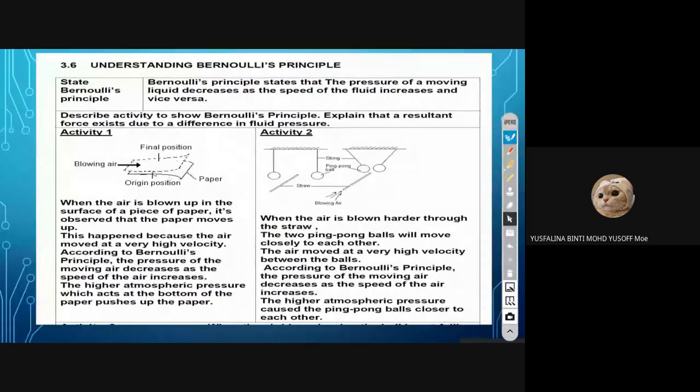Then this is the activity to show Bernoulli. Let's say there's a paper here and I blow on the top of it. The velocity will be high, but the pressure will be low. At the bottom, atmospheric pressure is high, so it will push the paper upward. For activity 2, let's say I have a straw here and I blow between these two ping pong balls. So here the velocity will be high.